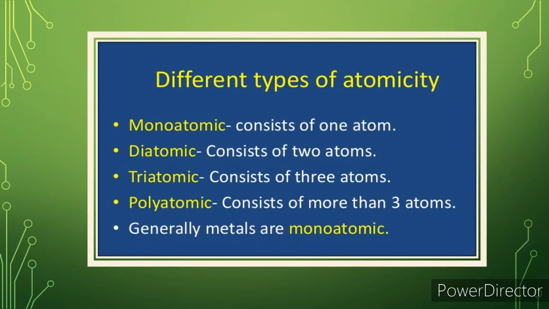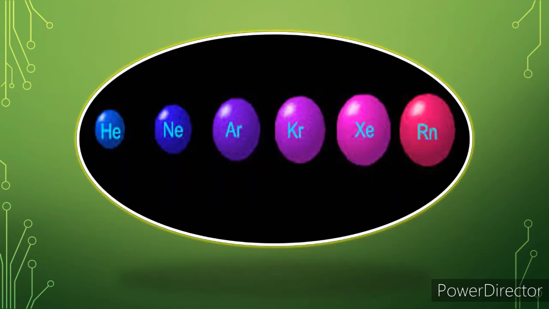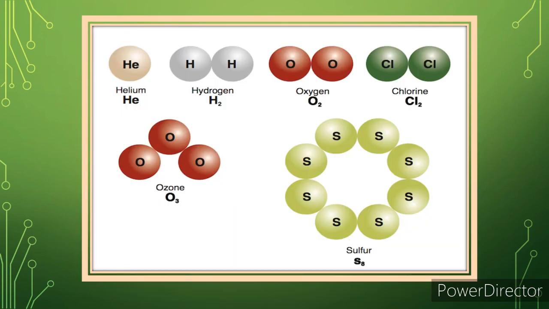Different types of atomicity: monoatomic atoms we have, then diatomic molecules, triatomic molecules, polyatomic molecules. Generally metals are monoatomic, sodium, Na, copper, Cu. Now here you can see a group of elements which are inert gases. All are monoatomic elements: helium, neon, argon, krypton, xenon and radon. Now comes molecules of compounds. You can see monoatomic, diatomic, triatomic, and octatomic, sulfur, polyatomic molecules we can see.